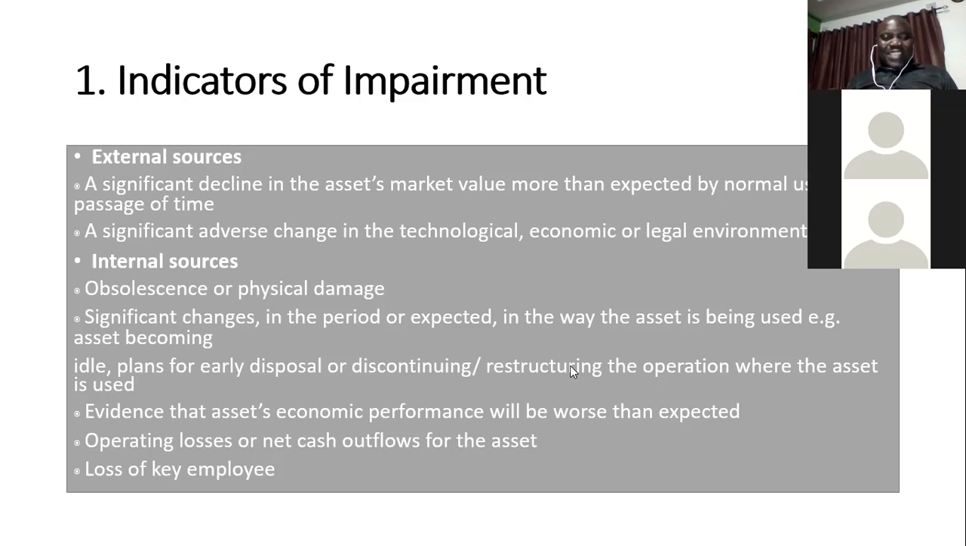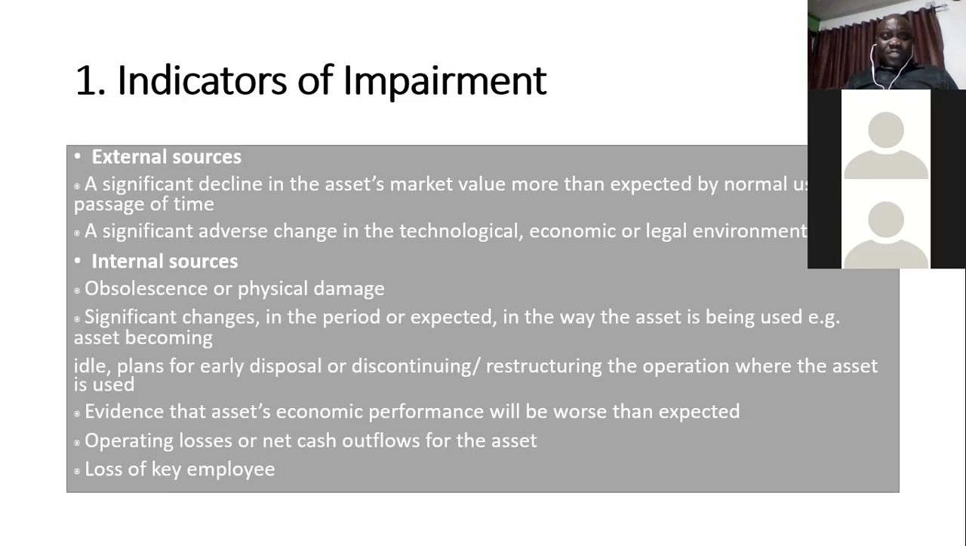So there are all these economic issues. Then there could also be the legal environment. There's been a change in the legislation, and that basically affects the value of your asset, and maybe there's need for you to impair it. We have seen with the coming in of energy saving bulbs, those ones that were there have become obsolete. Most of it is because they are not environmentally friendly, and there have been pieces of legislation instituted to discourage people from using those types of bulbs.